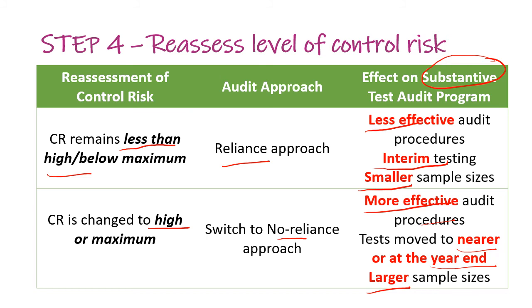So, as a recap, di ba, if your control risk is low, so you will proceed to test of controls, di ba, initially. So what will now happen to your substantive testing? So your substantive testing will be less extensive.